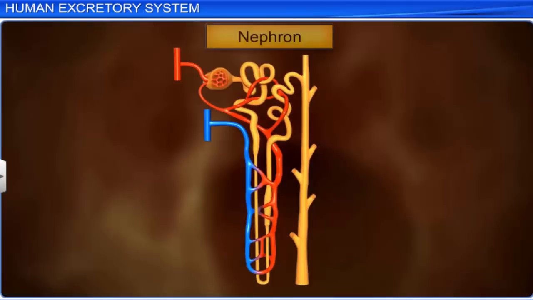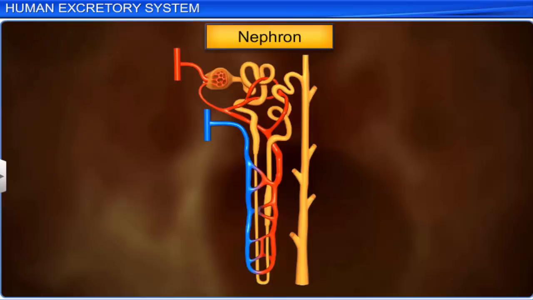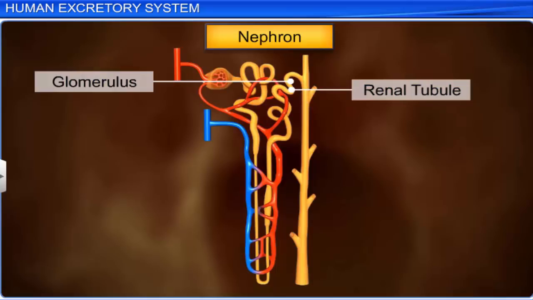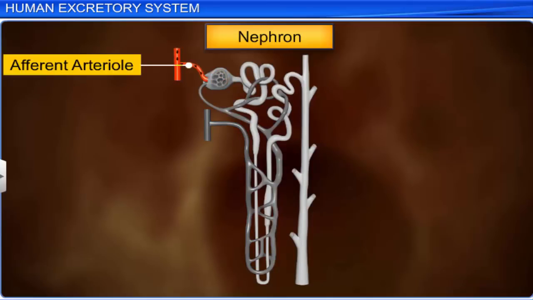Each kidney contains about 1 million nephrons in the cortical region, which are the basic functional units of the kidney. The nephrons filter nitrogenous wastes and excess salts from the blood and help in body fluid regulation and urine formation. Each nephron has two parts, the glomerulus and the renal tubule. The glomerulus is a ball-shaped network of capillaries formed by the afferent arteriole, which is a fine branch of the renal artery. It performs the first step in filtering blood.